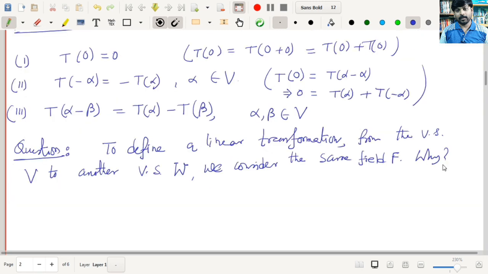Now we pose a question: why do we consider the same field when we are defining a linear transformation from a vector space V to another vector space W?